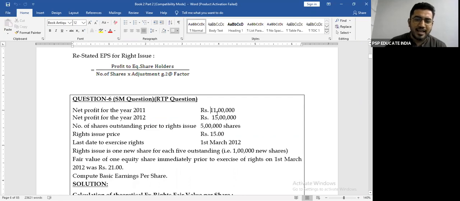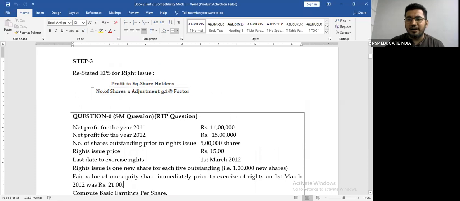So you have 11 lakhs and 15 lakhs. We've already done this question earlier. Number of shares outstanding prior to rights issue is 5 lakhs. The price of one share in the rights issue is 15 rupees and the last date to exercise is March. The rights issue is 1 share for every 5 shares outstanding, which comes to how much? 1 lakh shares. What is the fair value of 1 share before the rights issue? 21. Okay. What do we have to do? Calculate basic EPS. Right, fine.